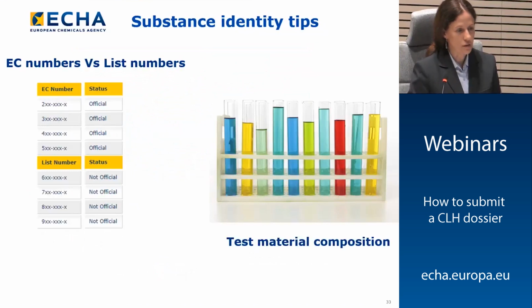So, the EC number versus the list number. EC numbers are all those numbers that start with 2, 3, 4, 5, and they are official numbers, and those are the numbers we want to see on the CLH dossier. Instead, the list numbers, those that start from 6 and above, are non-official and should not be included in your dossier. Also, the test material composition is needed to assess the properties of the substance, and it's important that all the information is available. And if there is anything that you want to keep confidential, just include it in the confidential annex.